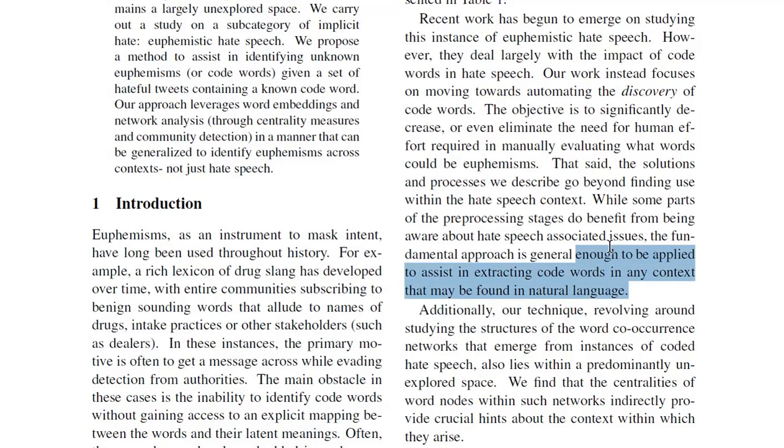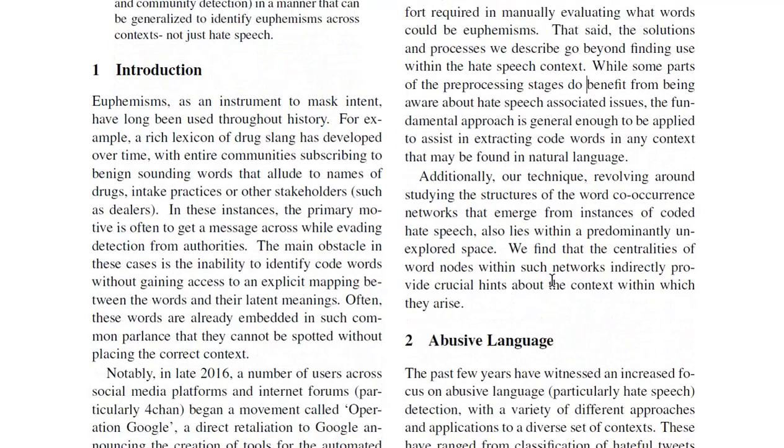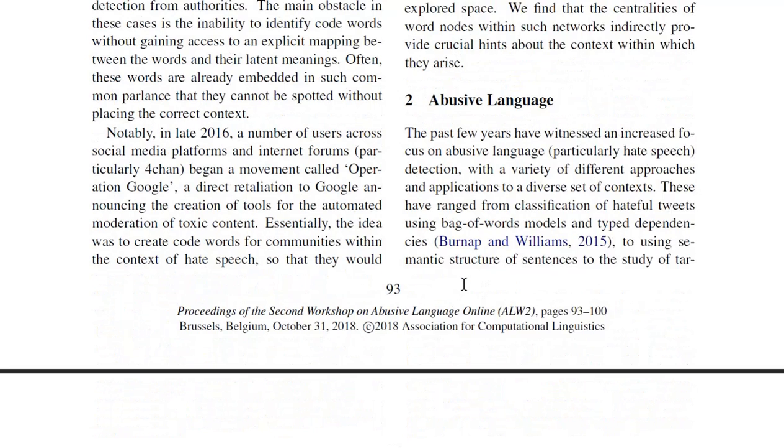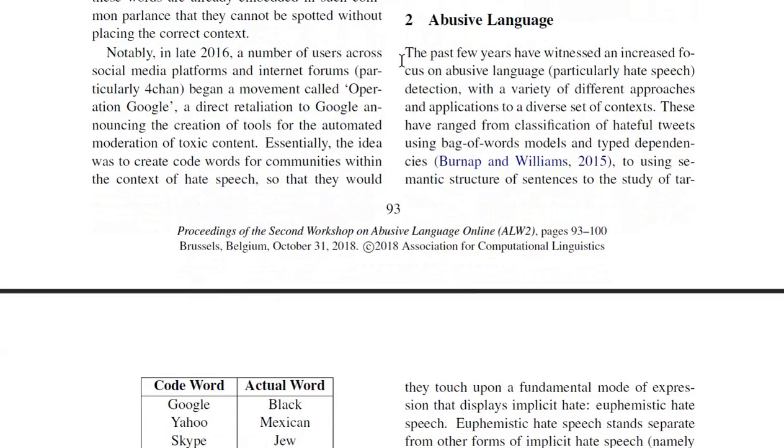So, though their work is benefiting hate speech identification as well, the technique which they've developed can be used to identify code words in any form of language. Additionally, our technique revolving around studying the structures of the word coherence networks that emerge from instances of coded hate speech also lies within a predominantly unexplored space. We find that the centralities of word nodes within such networks indirectly provide crucial hints about the context within which they arise.